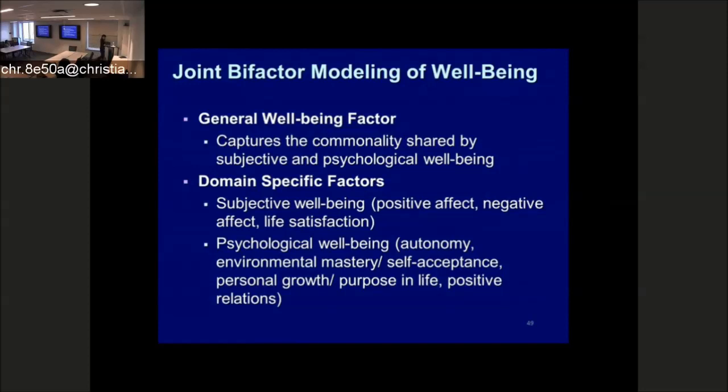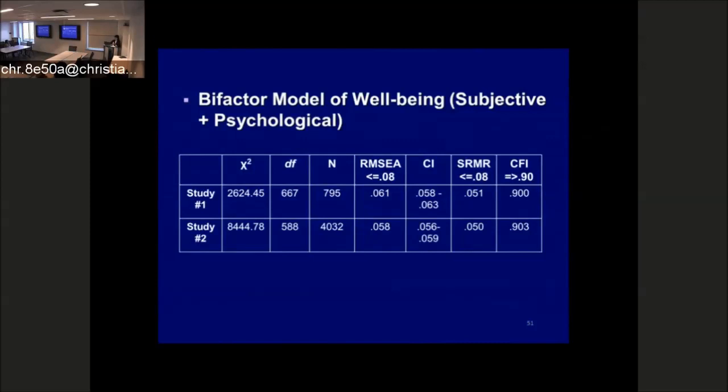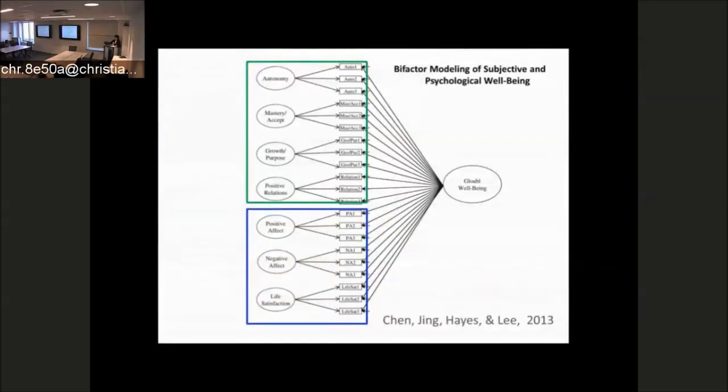Yes, this one. Let's see them here. You see, this is a general factor across global well-being, across subjective well-being and psychological well-being. These are the four domains we found based on the psychological well-being factor model, because we collapsed these two because of the very, very high correlation, and these three domain factors for subjective well-being. That's the factor that captures the domain-specific psychological well-being. And then these are the fit statistics. The model fit the data reasonably well.